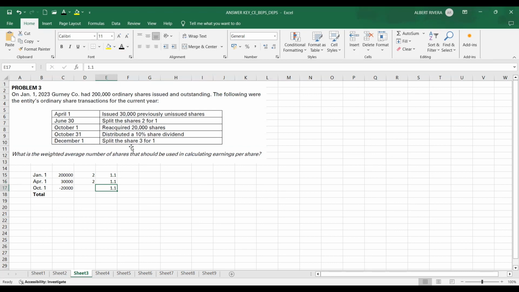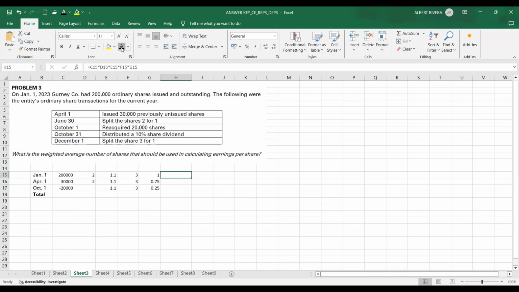And, December 1, nag-split sa 3. So, this is 3. Okay. So, this is outstanding for how many months? January, 12 over 12. This is outstanding for 9 over 12, April 1. And this is outstanding from October, November, December, 3 over 12. Okay. And this is now 200,000 times 2 times 1.1 times 3 times 12 over 12.